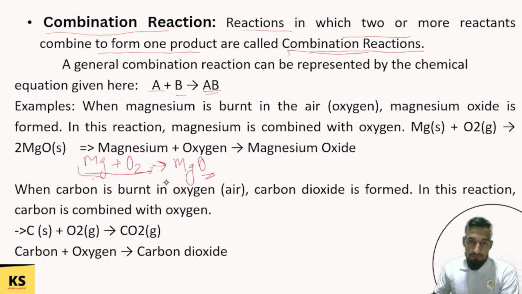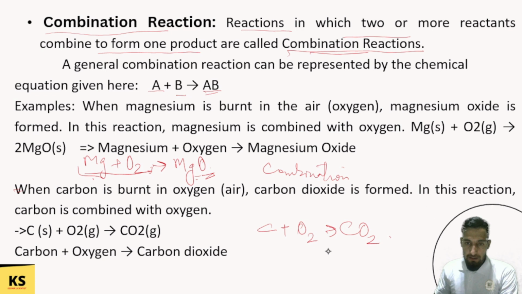These two reactants when combined, they formed what? Magnesium oxide as a single product, and hence we call this reaction combination reaction, because two reactants have combined to form a product. And when, say, taking second example, when carbon combines with oxygen to form what? Carbon dioxide.